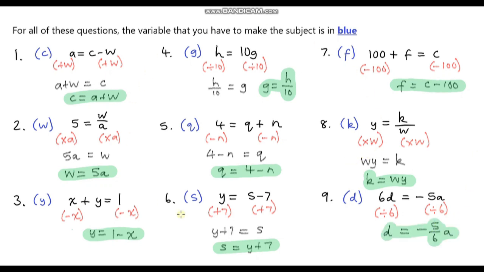Now, with all of the questions that we've gone through in this video, we've only needed one step to get to our final answer. So in the next video, we're going to look at some slightly more complicated questions which involve 2 and possibly even 3 steps to rearrange.